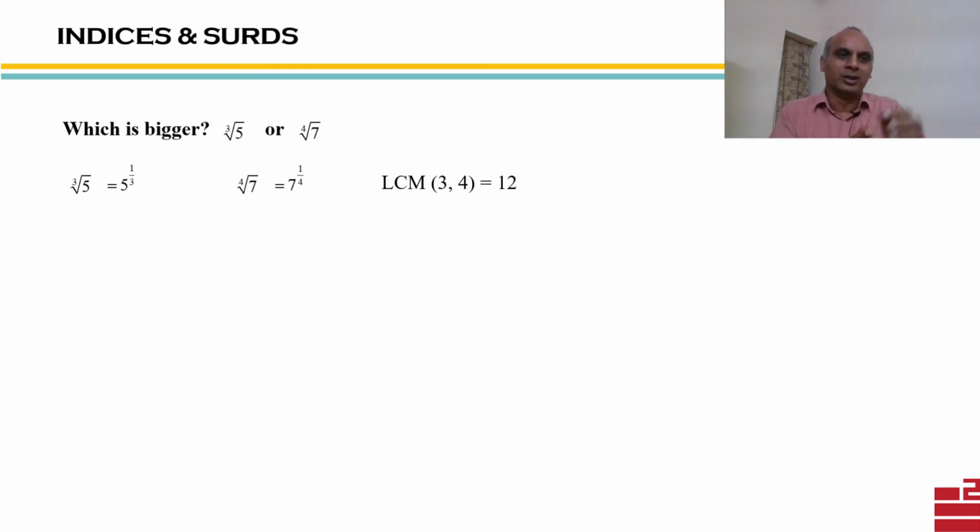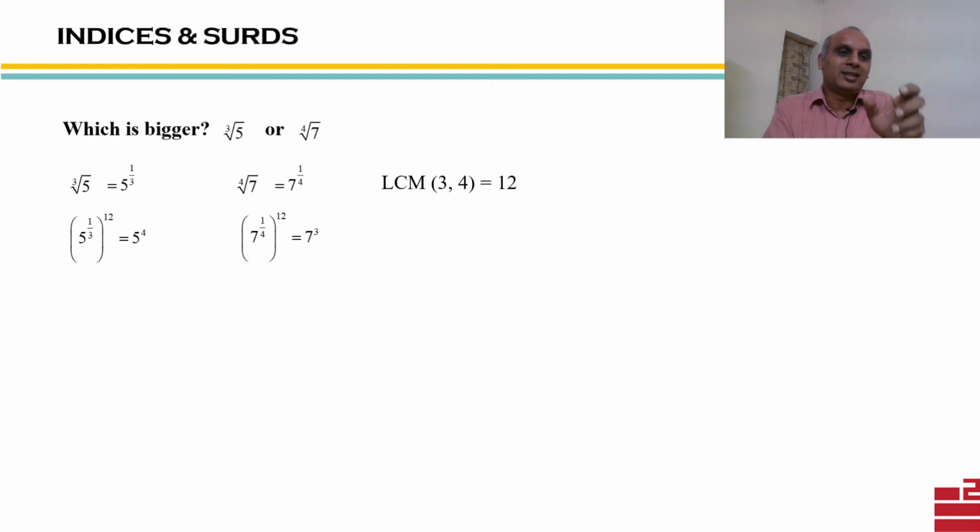What is 3 and 4? The denominators of the powers. In the first power, the power is 1 by 3, denominator is 3. In the second term, the power is 1 by 4, denominator is 4. So we will take the LCM of 3 and 4, which is 12. And now raise both the terms to the power 12. So we will get 5 to the power 4 and 7 to the power 3.